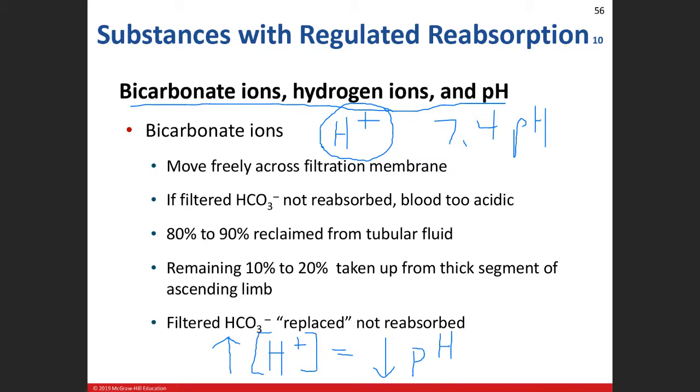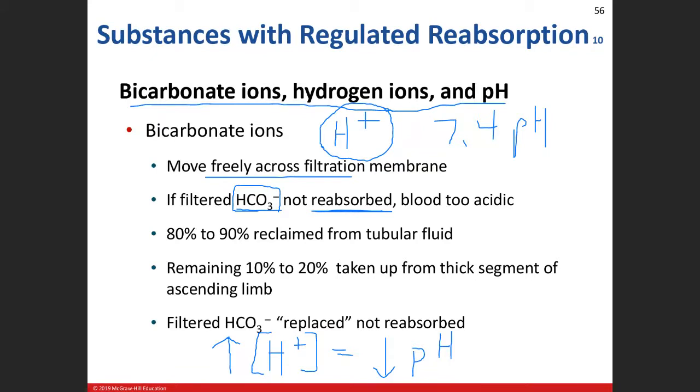All right. So what we're going to see here is that these substances, bicarbonate ions and hydrogen ions, are going to move freely across our membrane there, our filter. Okay? Important concept. We do not resorb bicarb. That's what this is. That's bicarbonate, HCO3. That is called bicarbonate. You'll hear me refer to it as bicarb. All right? We do not resorb that. It gets filtered out. It doesn't come back in.